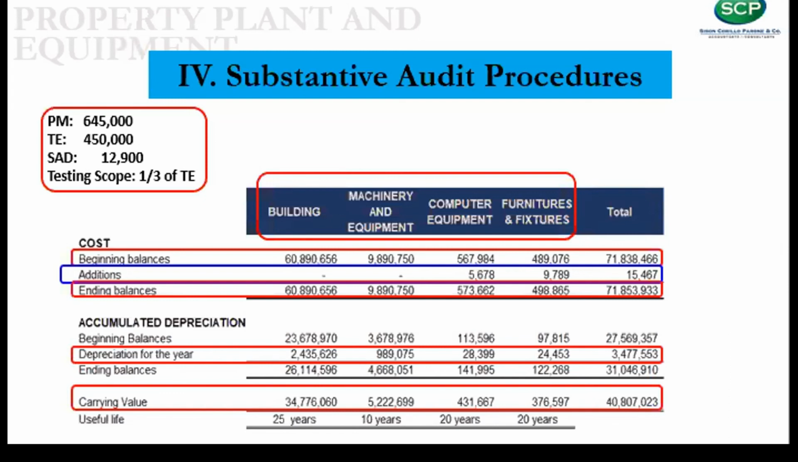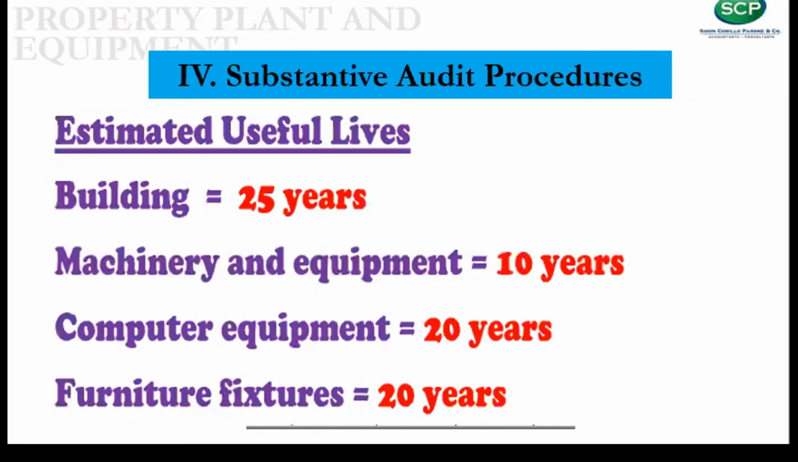The total amount of depreciation expense recorded by the company for the year amounted to 3,477,553 pesos. The total accumulated depreciation recorded by the company for the year amounted to 31,046,910, and the useful life used by the company in depreciating the building account was 25 years, for machinery and equipment 10 years, for computer equipment 20 years, and furniture and fixtures also 20 years.